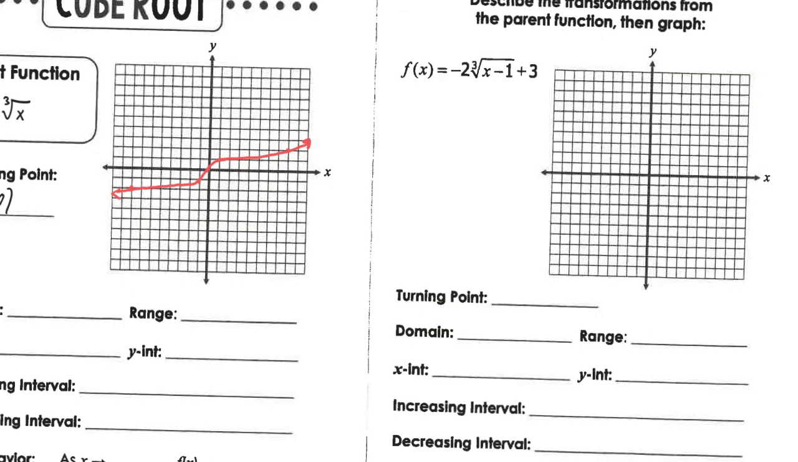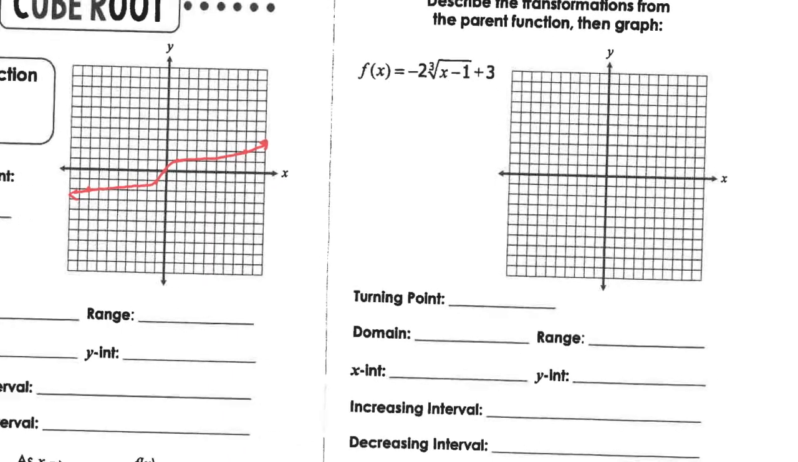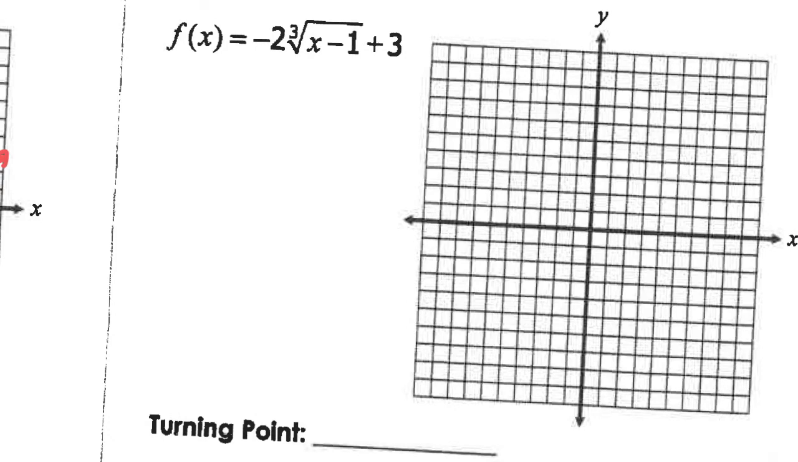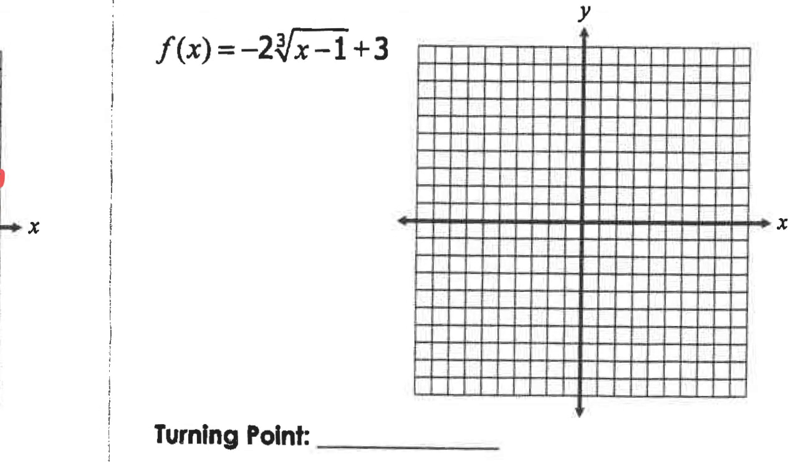Then next up we have the cube root. There's your parent function. And here is our new function. So where's this shifting? So the -1 on the inside says to go to the right 1, and the +3 on the outside says to go up 3. Okay, but that's not all.